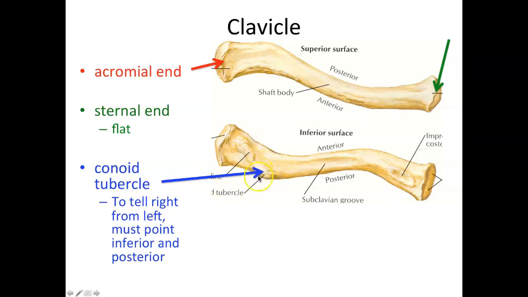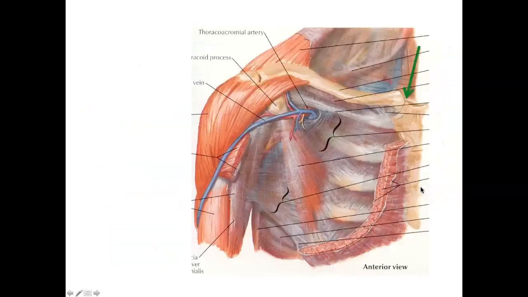So this tubercle has to be pointed inferior and posteriorly. I'll show you this in lab. And the other thing we have to do to tell a right and left clavicle from one another is making sure that our acromial end is facing laterally and our sternal end is facing medially. Again, more on this in the cadaver lab, but there's our sternal end meeting up to the sternum, and the acromial end, which is named so because it is meeting the acromion, which sits right behind this arrowhead here.